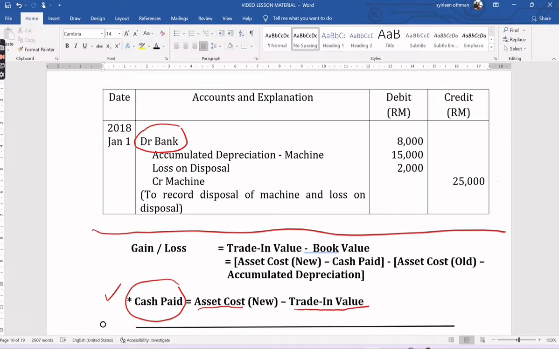Say Honda is willing to take your old car at a price of 20,000, and the price of your new car is 80,000. So that 20,000 is your trade-in value, and the 80,000 is the price of the new asset. So my cash paid, the amount I need to pay to top up to get the new asset, is 80,000 minus 20,000. So my cash paid is actually 60,000. You need to top up another 60,000 to get the new Honda. So that is how you calculate your trade-in value.